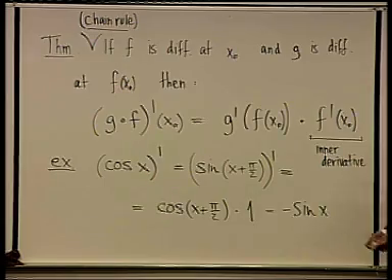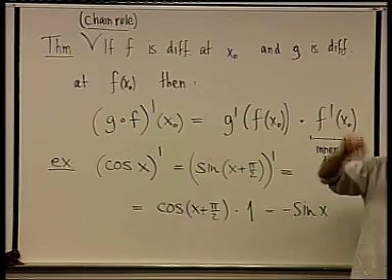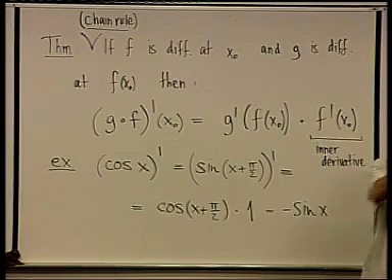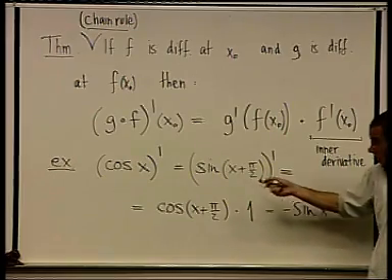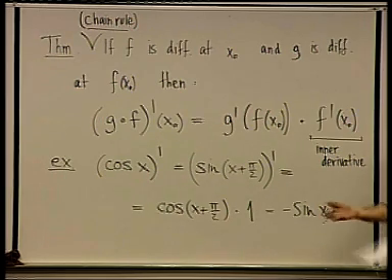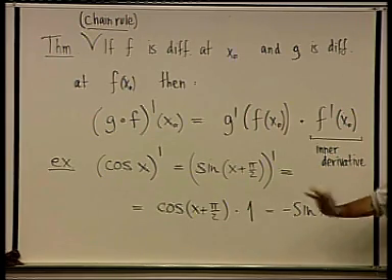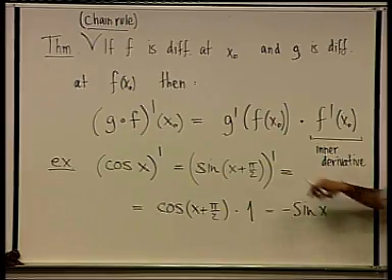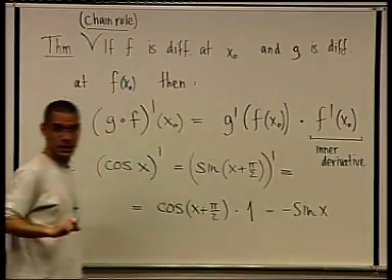Okay? If you're having trouble seeing this, draw them. Draw sine x, draw cosine x, draw sine of x plus pi over 2, and see that this and this are precisely the same, and then this and this are precisely the same. You'll see it right away if you draw them. But by staring at them, if you're confused, that's not going to help your confusion. Draw them. Okay? So the derivative of cosine is minus sine.